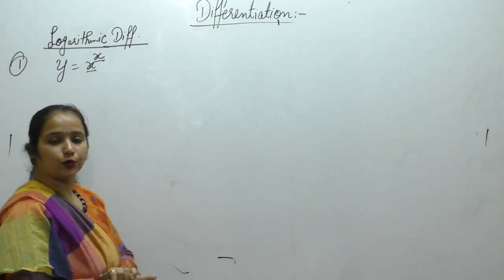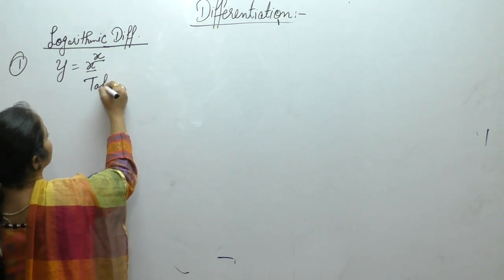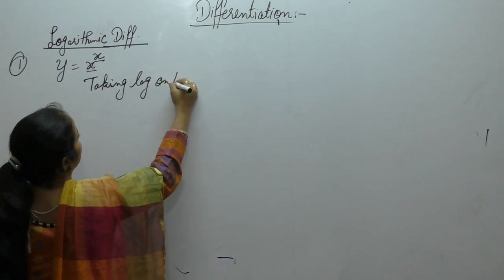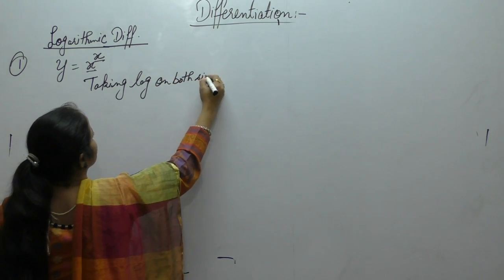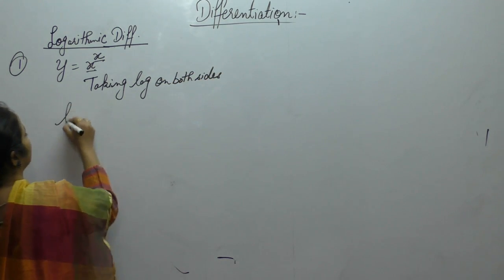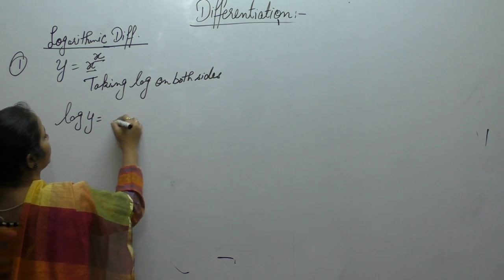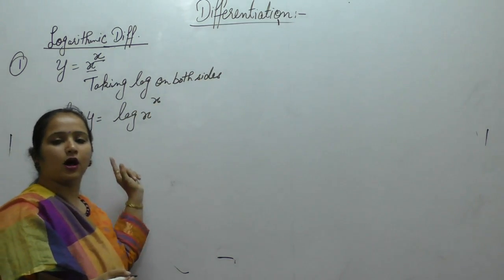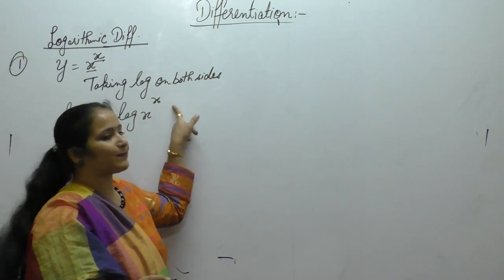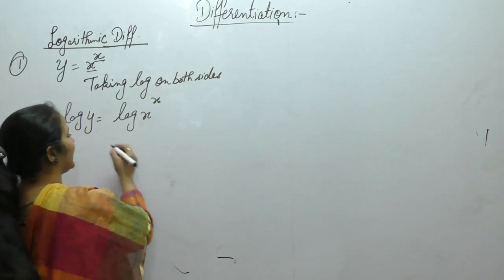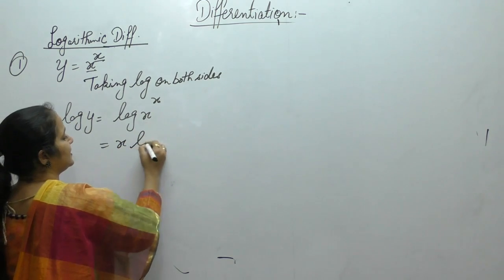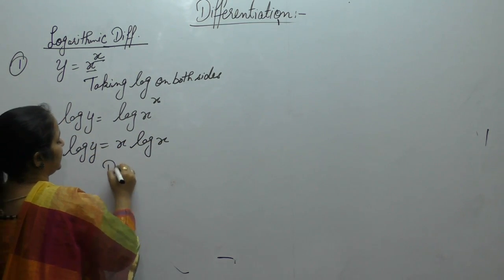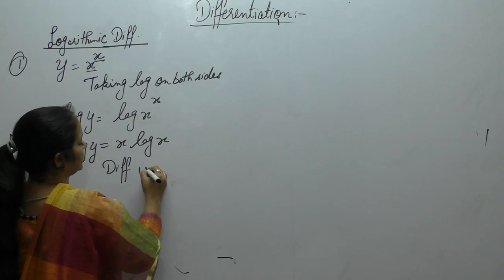First, what we have to do is take log on both sides. So what we get? Log of y equals log of x power x, which is x log of x. Now differentiate with respect to x.